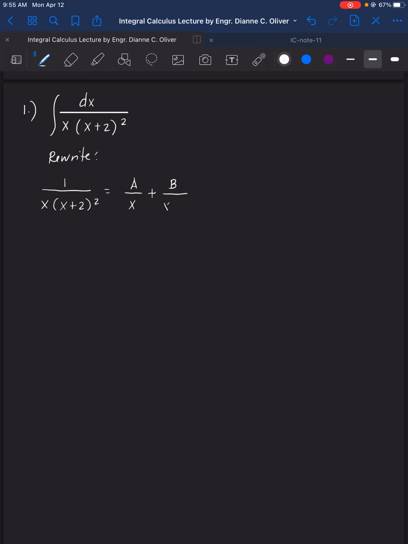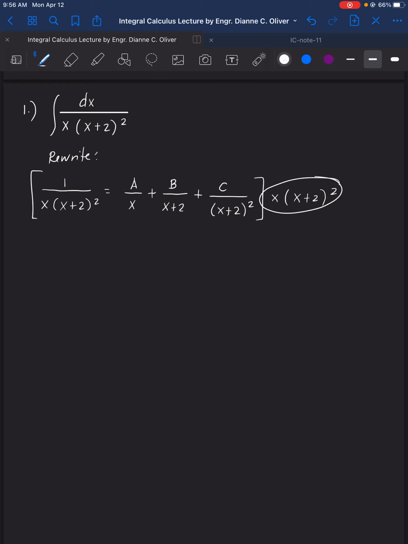x plus 2. So we are proceeding in the ascending order. So this one here is c over x plus 2 squared. Now we will stop here because we have reached the power of 2, which is the value of n in the original denominator. Then we will multiply both sides with the original denominator x times x plus 2 squared.